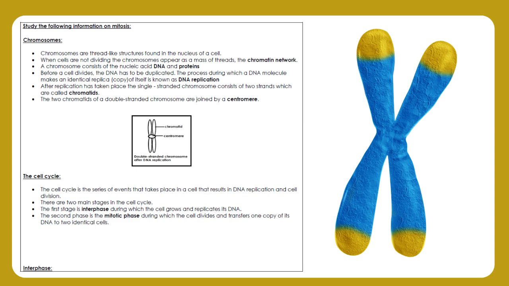The cell cycle. The cell cycle is the series of events that takes place in a cell that results in DNA replication and cell division. There are 2 main stages in the cell cycle. The first stage is interphase, during which the cell grows and replicates its DNA. The second phase is the mitotic phase, during which the cell divides and transfers 1 copy of its DNA to 2 identical cells.